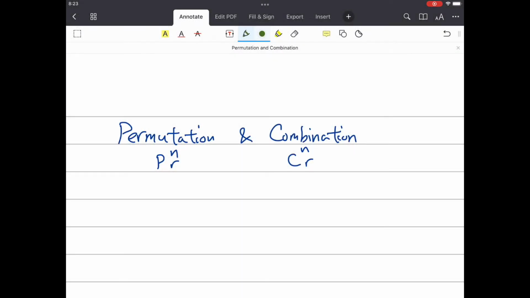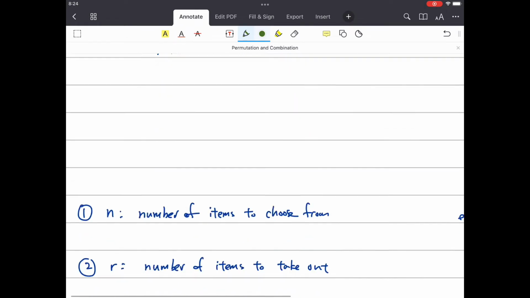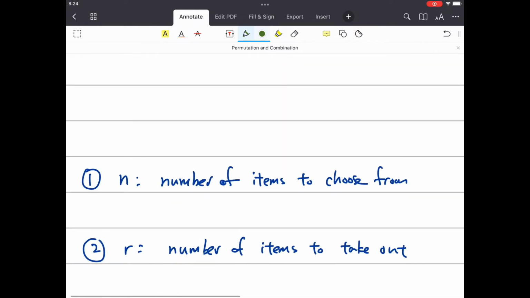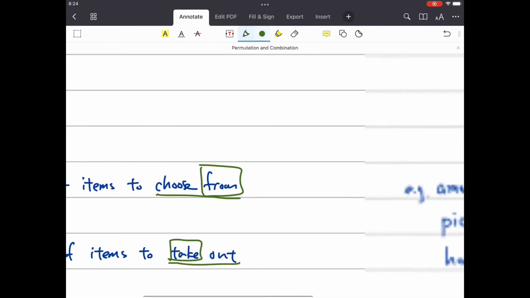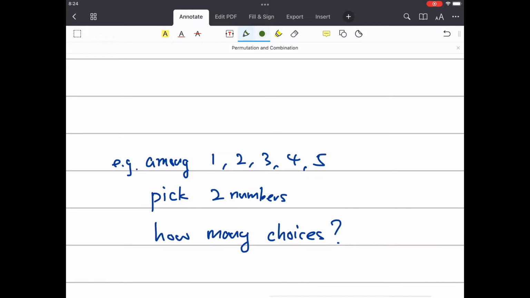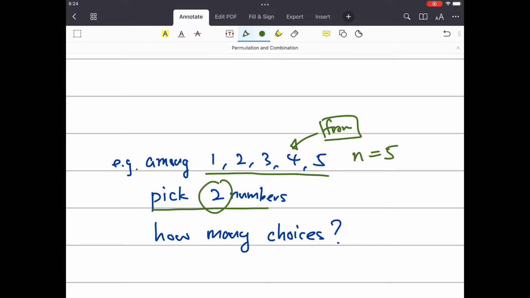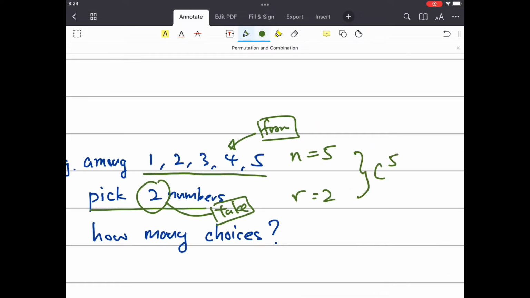We are going to talk about permutation nPr and combination nCr. For the n and r, n refers to the number of items to choose from, so the keyword is "from", and then r is the number of items we take out. For this example, we have 5 numbers, 1 to 5, and then we pick 2 numbers. So we have 5 numbers to choose from, and therefore n equals 5, and then we take out 2 numbers, so r equals 2. Therefore, it is either 5C2 or 5P2.